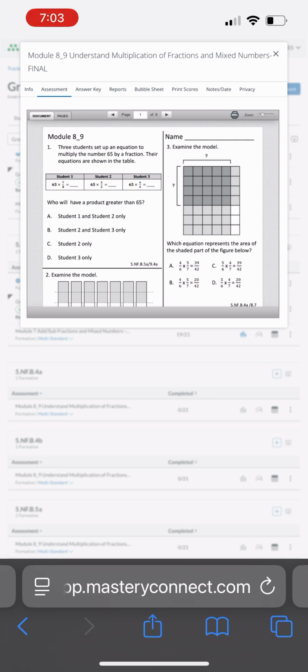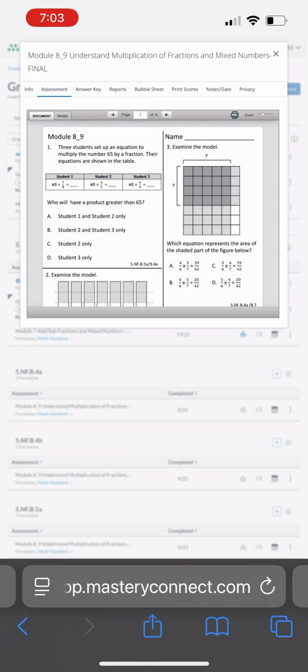Number 3. Examine the model. Which equation represents the area of the shaded part of the figure below? A, 4/6 times 5/7 equals 39/40.